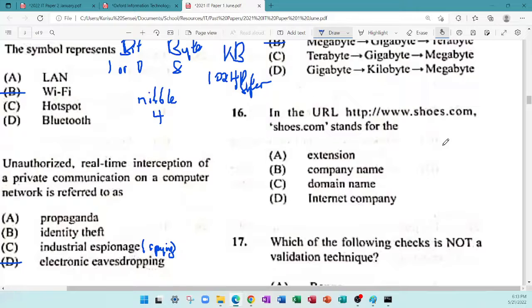Question 16: in the URL, what is shoes.com? A domain. Sir, we continue, right?